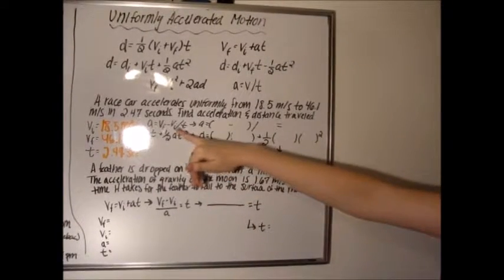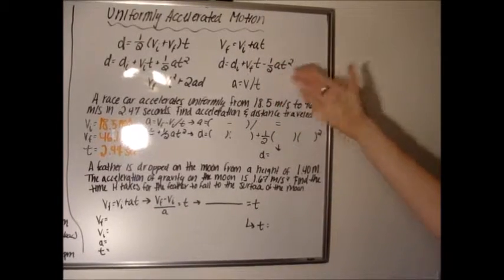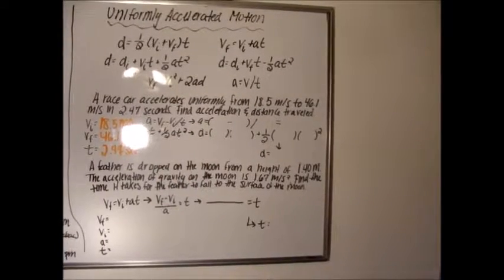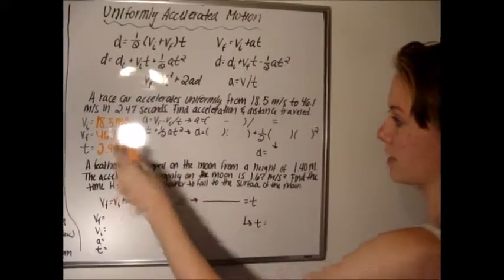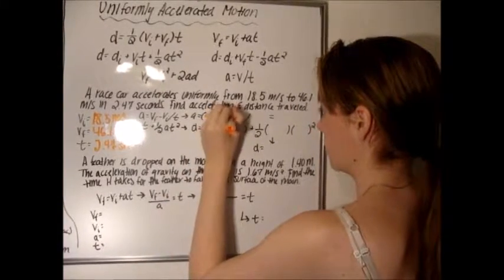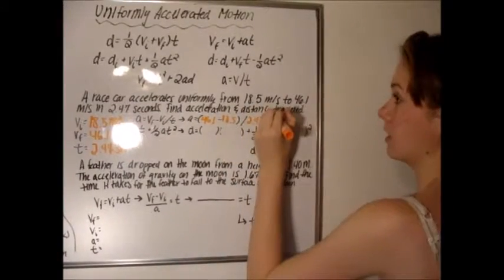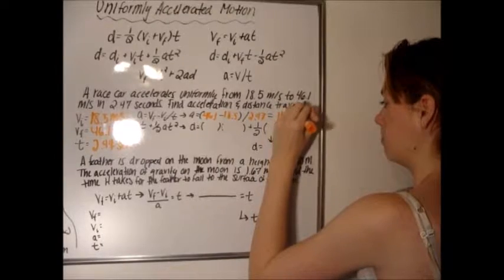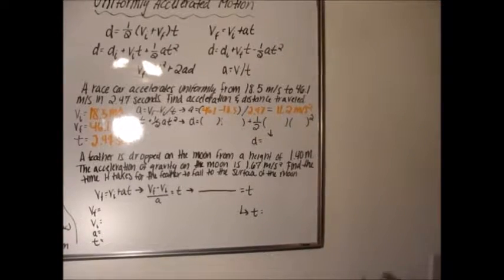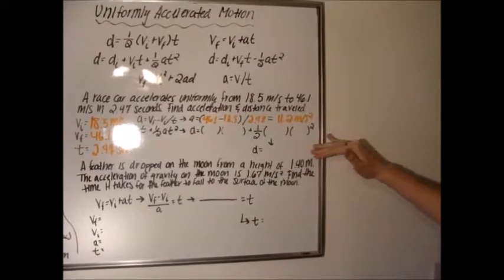I'm going to first find acceleration, which is the equation A equals change in velocity over time. So A equals final velocity minus initial velocity over time. So A equals, I'm taking all the values from here, A equals 46.1 minus 18.5 over 2.47. And that's going to equal 11.2 meters per second squared. And the reason I did acceleration first is because I need it for my displacement problem as a variable in my displacement problem down here. So I need to find this before I can complete this equation.